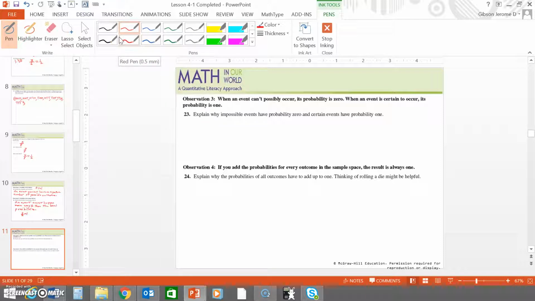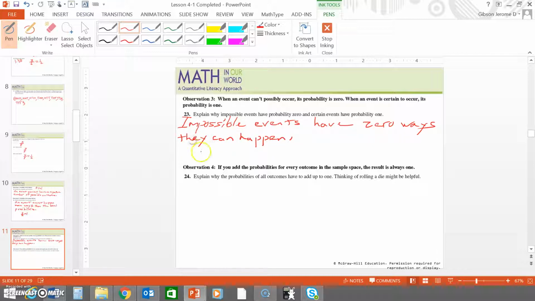Now let's look at 23. It says, explain why impossible events have probability 0 and certain events have probability 1. Okay, we already talked about that, but let's formalize this. Impossible events have 0 ways they can happen. And we know 0 ways just means no ways that it can happen.